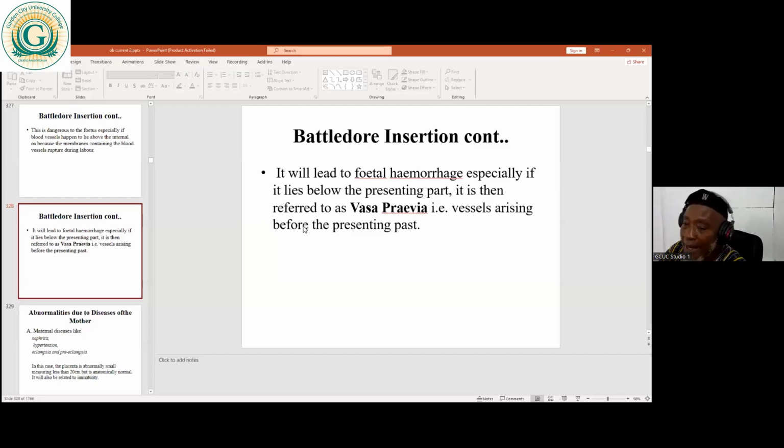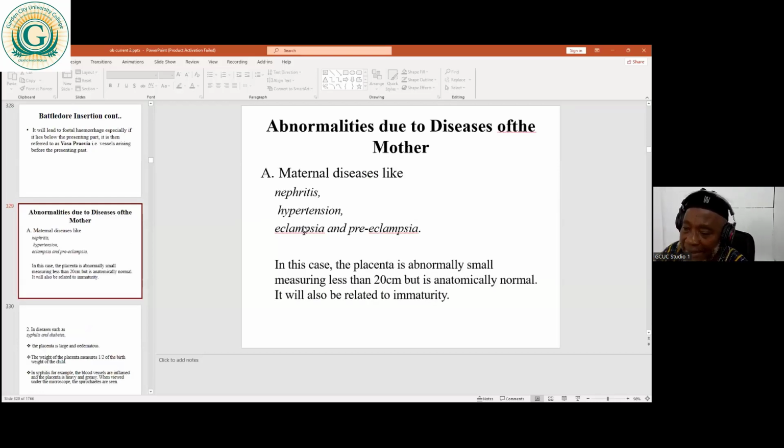There can be abnormality to the placenta if the mother during pregnancy has the following conditions: if the mother is suffering from nephritis, hypertension, eclampsia and preeclampsia, there can be abnormality.